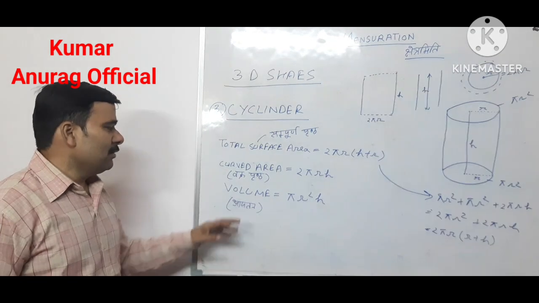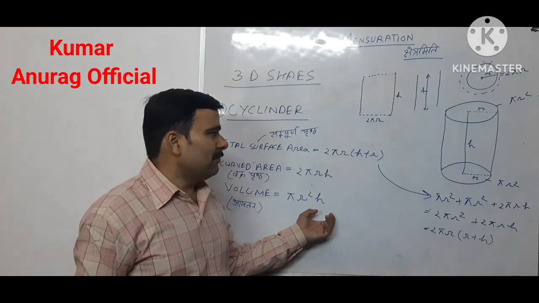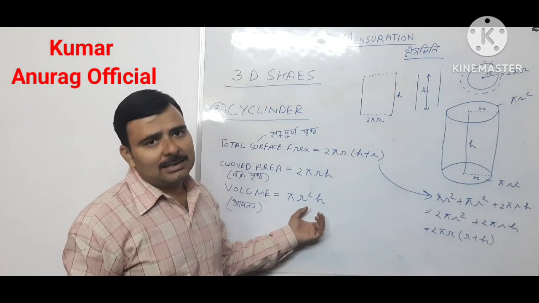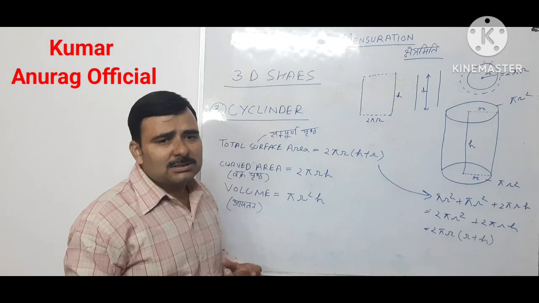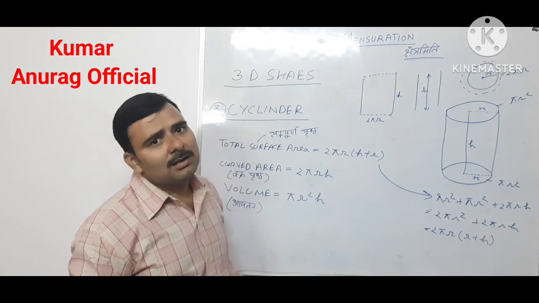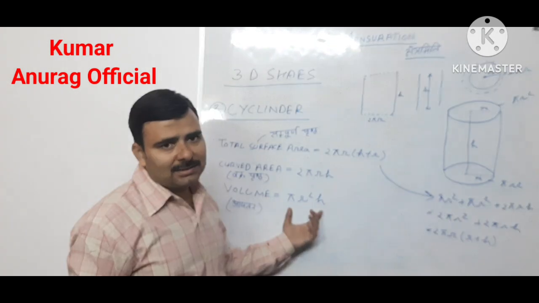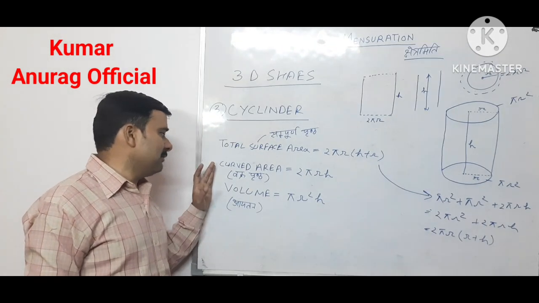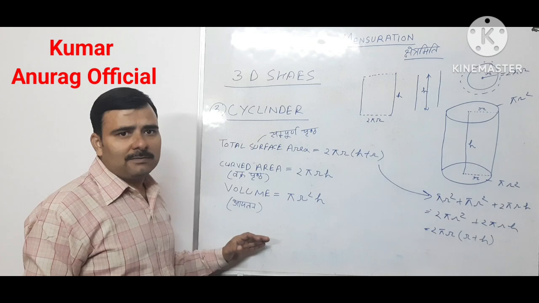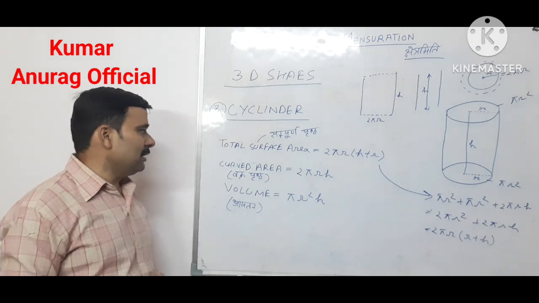Now we want to find the volume of the cylinder, and that is pi r square h. Volume of anything is how much quantity we can keep inside that shape. So that will be pi r square h. So we have three formulas: total surface area, curved area, and volume. Whenever we have any question, after putting in the values, we can find the total surface area, volume, and curved area.